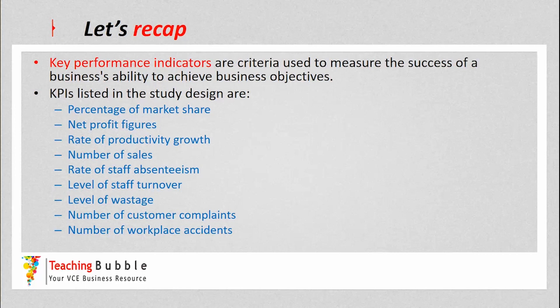So just to recap, key performance indicators are the criteria used to measure the success of a business's ability to achieve their objectives, and there are 9 specific KPIs that you need to know because they're listed in our study design, and therefore you can be asked specifically about them. So businesses will use those KPIs to see if they're achieving their objectives, and they'll likely then implement strategies or policies and the like to respond to the KPI data that they receive from using them.